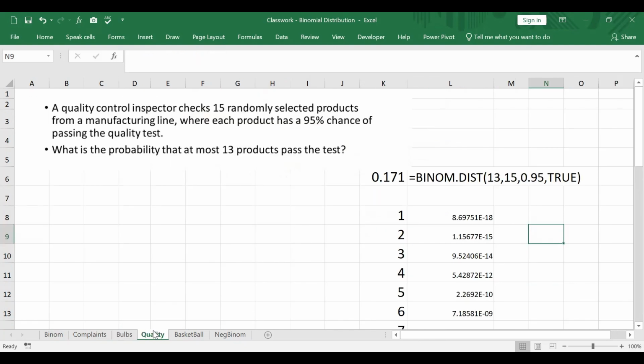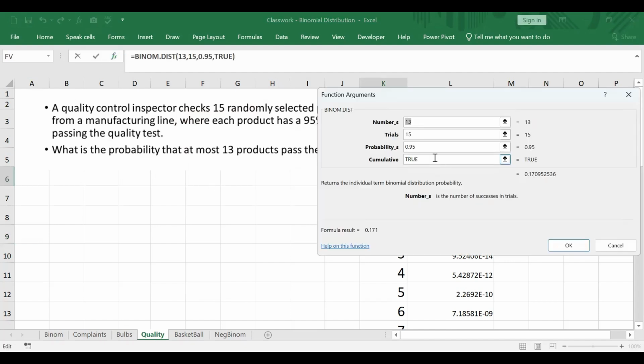The quality inspector checked 15 randomly selected products from a manufacturing line where each product has a 95% chance of passing the quality test. What is the probability that at the most 13 pass? Here it is not exactly, it is at the most. So in that case, in the binomial distribution formula we use true because it is cumulative. If it is false, it is not cumulative. That means exactly 13. Here it is at the most. That means 1 is also counted, 2 is also counted, 3 is also counted. Other numbers are given here.